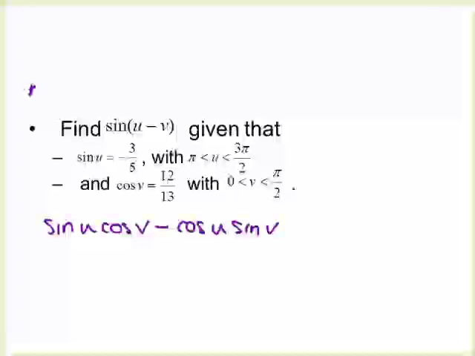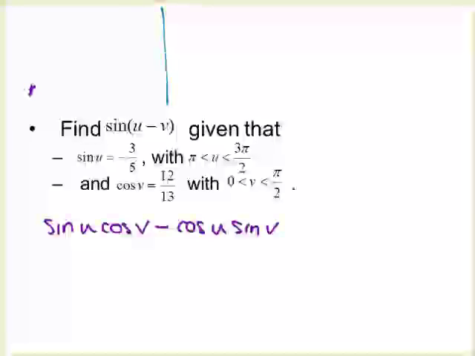Then, we don't know what our angles u and v are. So unlike in the last questions where it was 30, 60, or 45, we don't know what angle they are, but we do know some information about u and v. How did you get that equation? That's just the formula from the formula sheet under sine difference formulas.